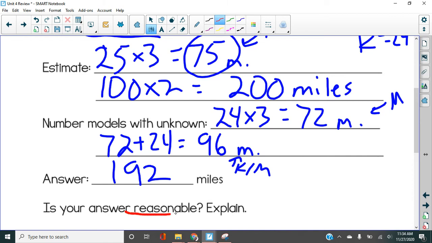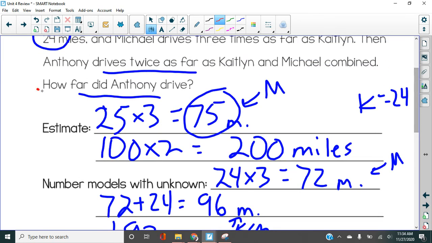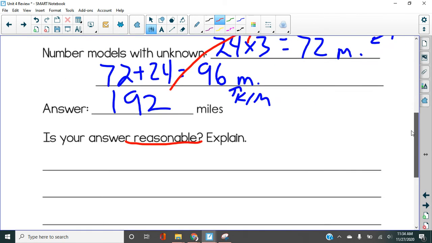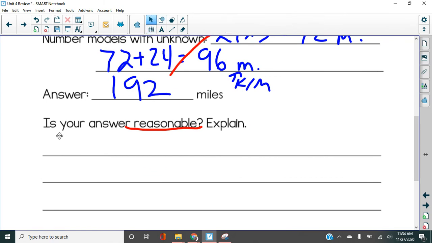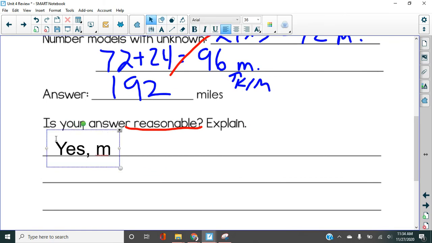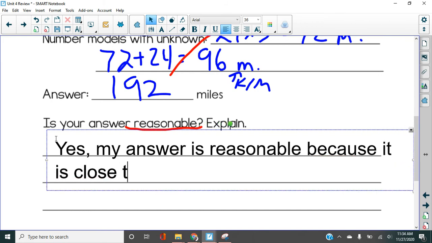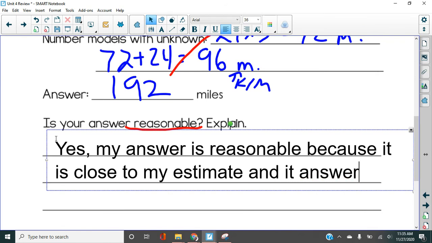Well, look at this, right? Is our answer reasonable? Does it fit the question being asked? We want to make sure we reread that question, make sure we've answered the correct question. How far did Anthony drive? Anthony drove 192 miles, and it's really close. It's actually closer than it usually would be. We're very close to our estimate. So what we would write is: is your answer reasonable? Yes, my answer is reasonable because it is close to my estimate and it answers the question.